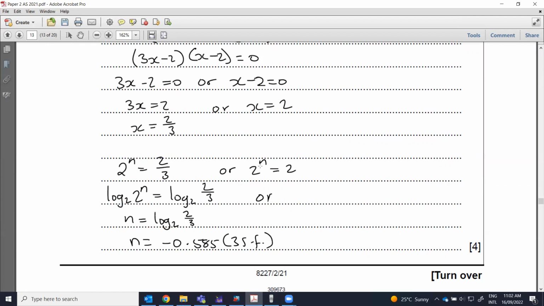And then this second one, 2 to the power of n is equal to 2. We can rewrite this as 2 to the power of n is equal to 2 to the power of 1. Now, because the bases are the same, this means that n is equal to 1. Of course, you can take log base 2 on both sides. That will also work. You'll still get n is equal to 1.